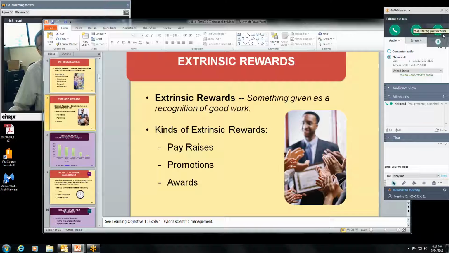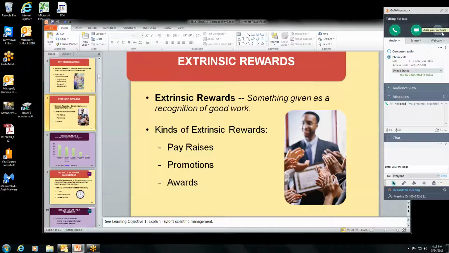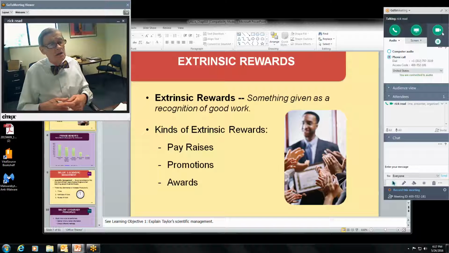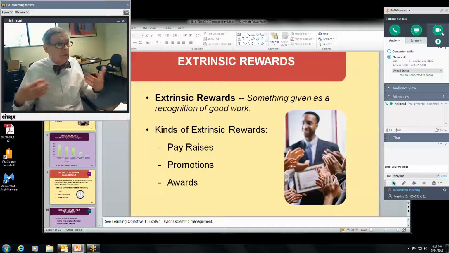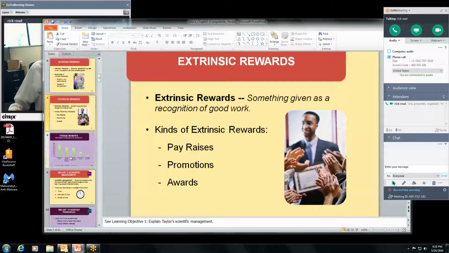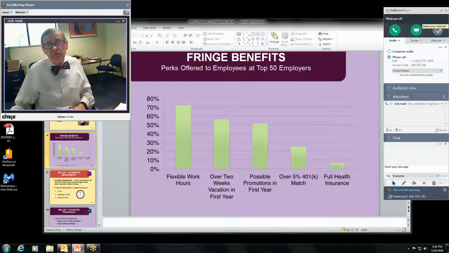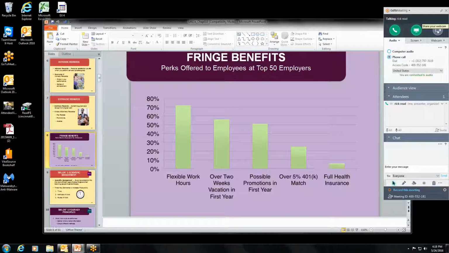Extrinsic rewards are something that's given by someone else. They talk about pay raises. They talk about recognition, rewards, and other type things. Pat on the back. If somebody sees that happen, that's a type of motivation. Now, this particular slide talks about fringe benefits, and I'm really not going to go into that at all.